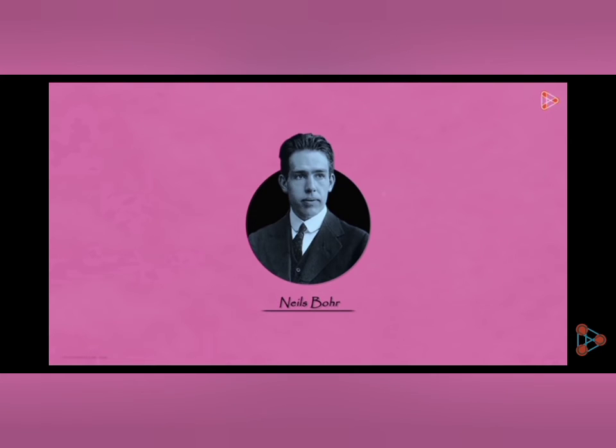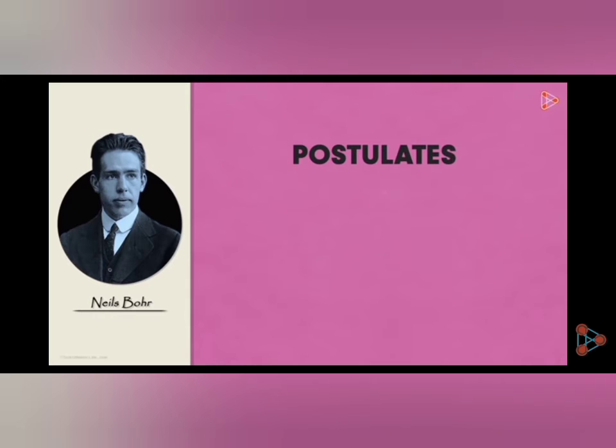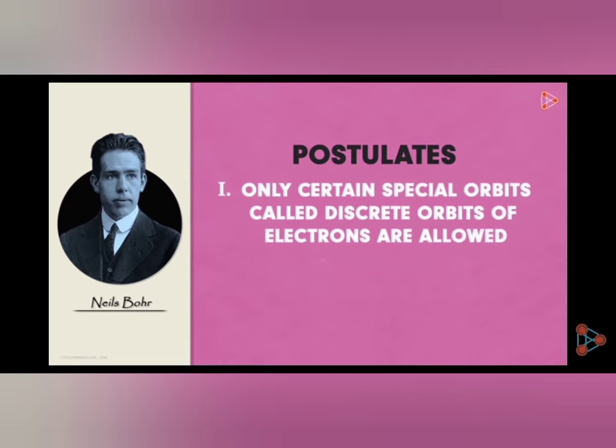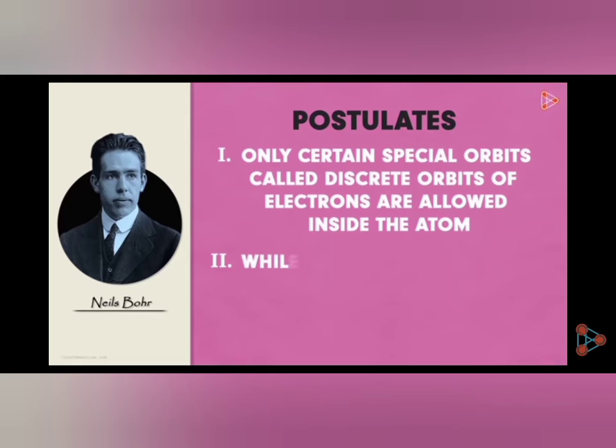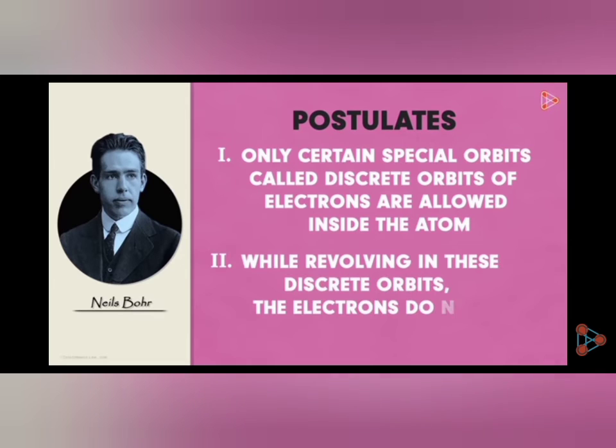The postulates put forward by Niels Bohr were as follows. Firstly, only certain special orbits called discrete orbits of electrons are allowed inside the atom. Secondly, while revolving in these discrete orbits, the electrons do not radiate energy. Now these points definitely tell us why an atom is so stable.